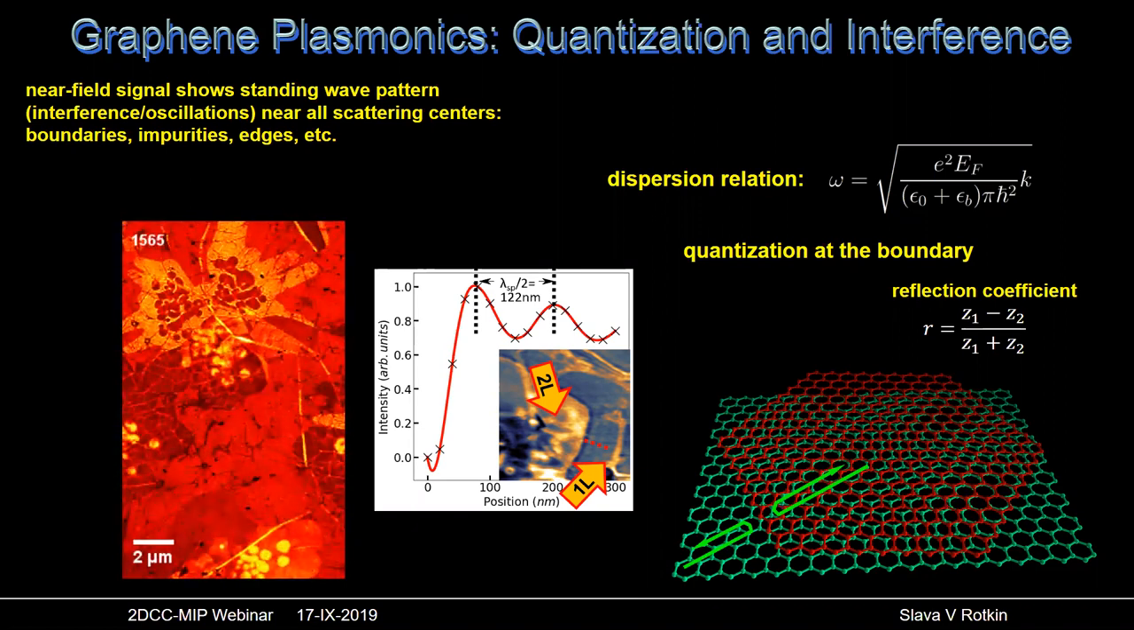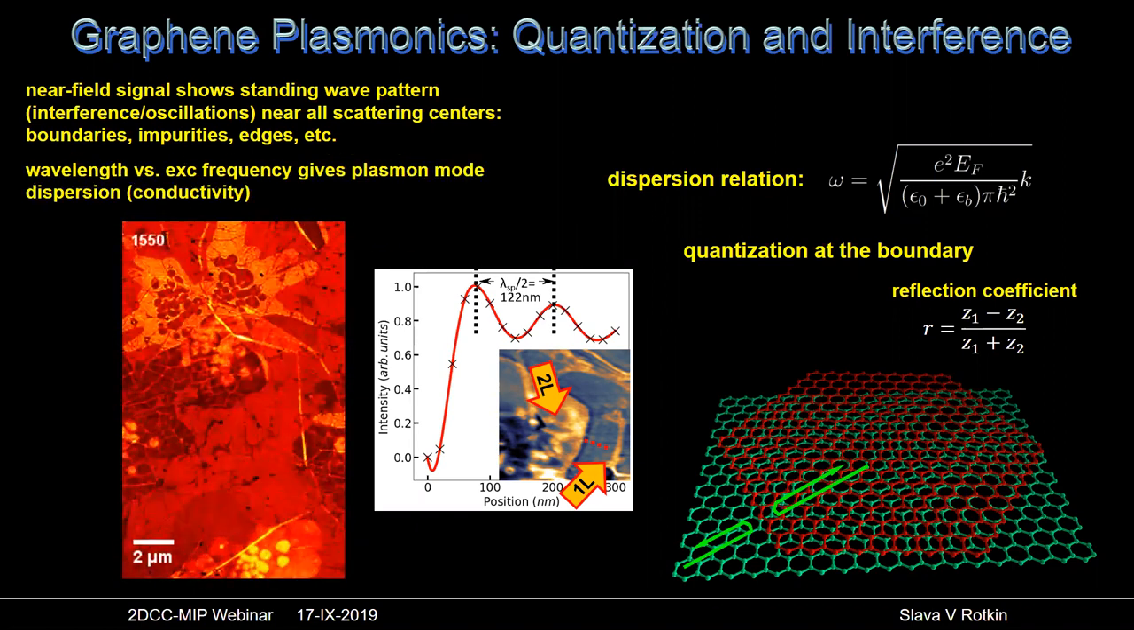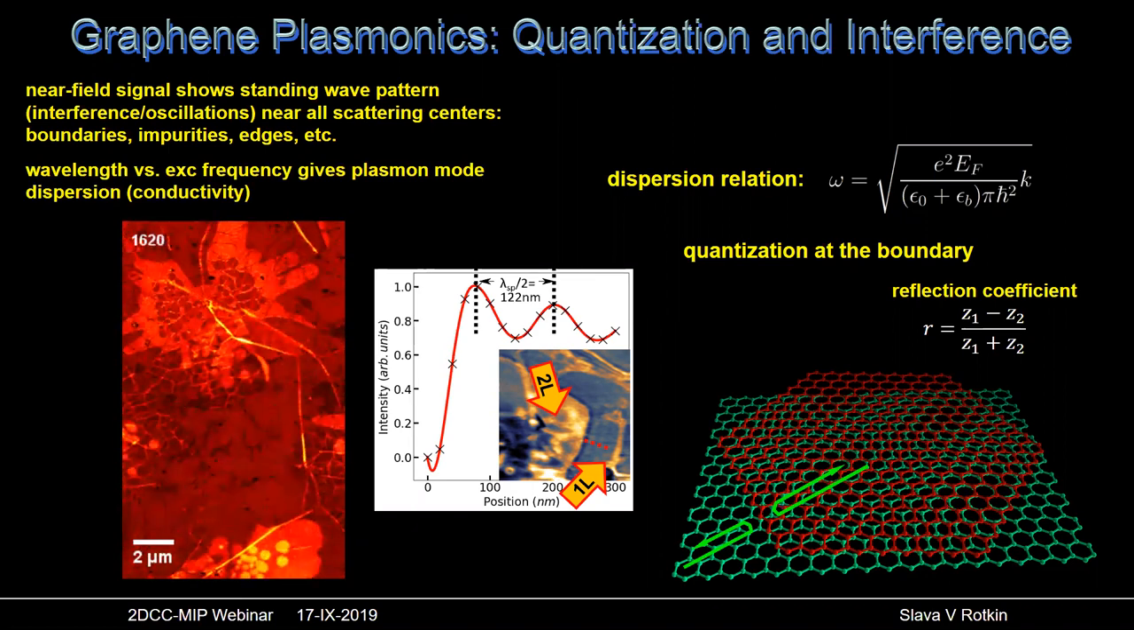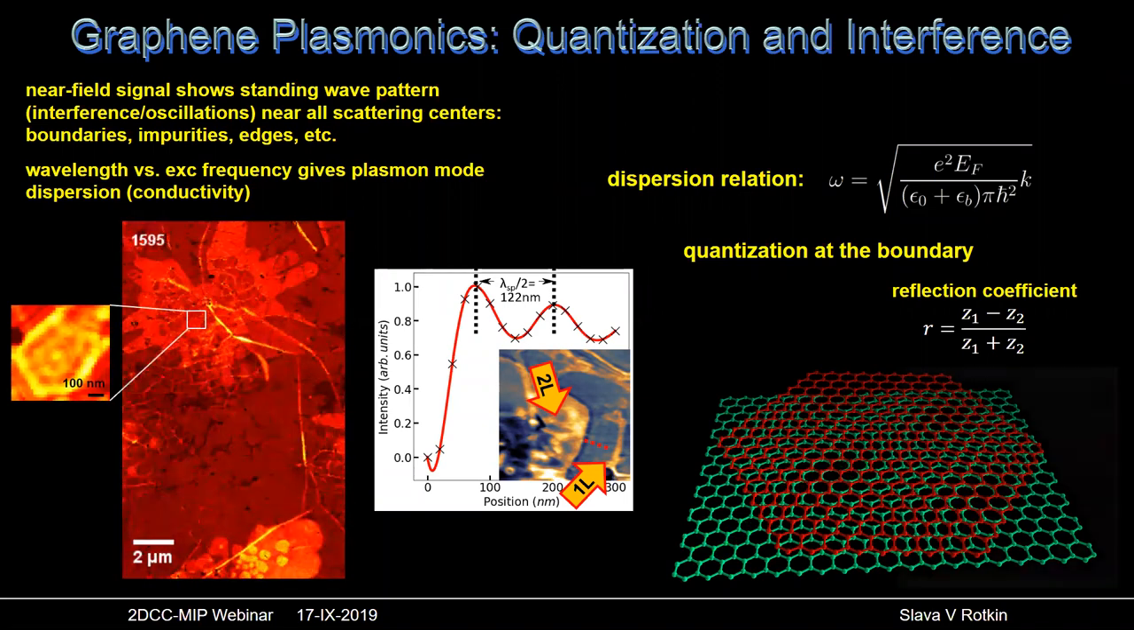By looking at this pattern, we can determine the wavelength of the plasmon. And from the wavelength, we can determine the wave vector, and we know the excitation frequency of the laser light. And that allows us to plot wavelength versus frequency as the dispersion relation or conductivity of the graphene material. We can also look at the small compartment where the plasmons can make a standing wave, as was discussed on the previous slide.